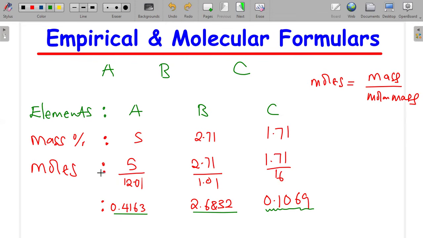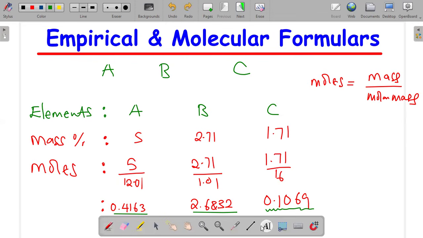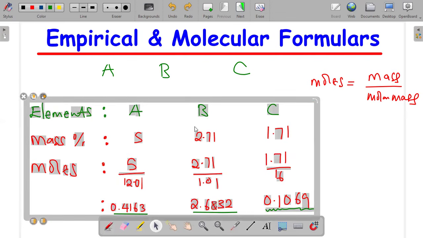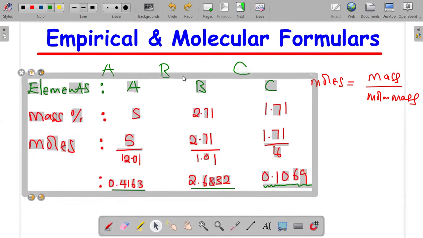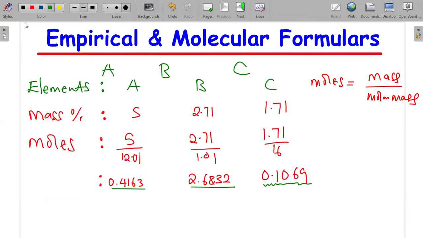That should be in another row. Let me raise this a bit. Okay, so moles, and then from the moles we go to the ratios. So I'm going to say here ratios. Okay, so these ratios, how do we find them? We get the moles divided by the smallest moles that we have.